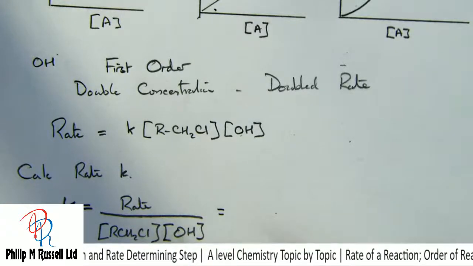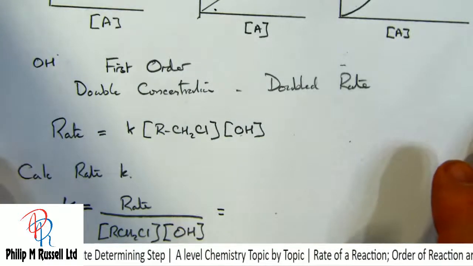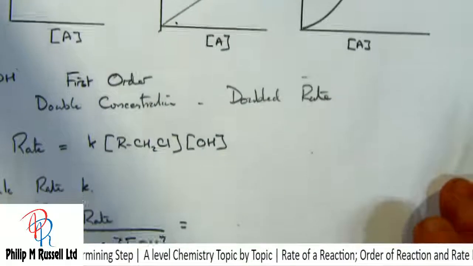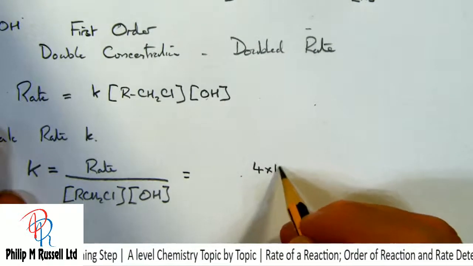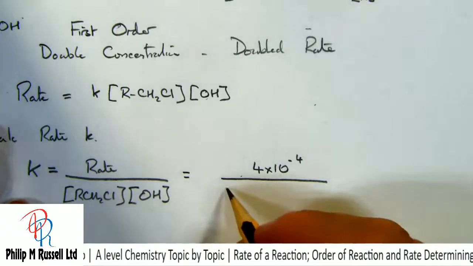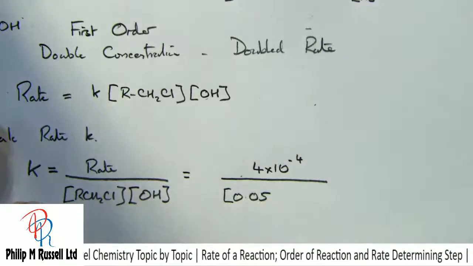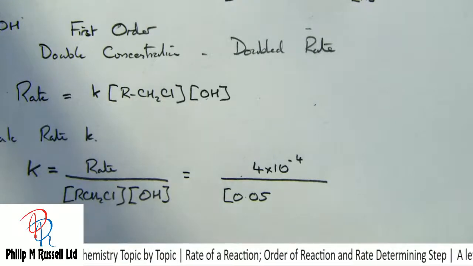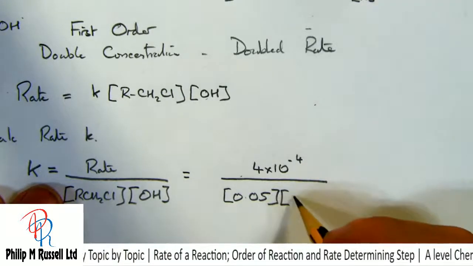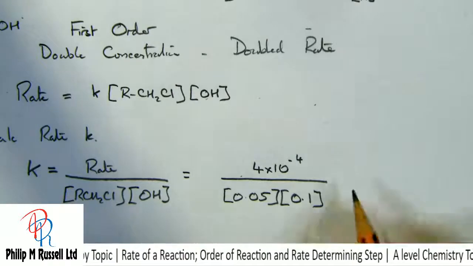Now I might have my rate constant here for something, so I've got that determined. Up here I've got my rate, which is 4 times 10 to the minus 4. So if we put that in, 4 times 10 to the minus 4, all over my concentration, which is going to be here 0.05, it's just going to be that, isn't it? I don't have a number, and that one is going to be again 0.1, then we can work out what this is.